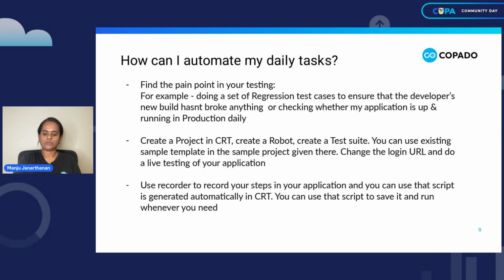So there is a recorder option where you click that, go to your application and do a set of actions. Automatically CRT will give you the script. You need not even put in effort to search for keywords. It will automatically generate it, so it will be like you are doing an action, you're showing it to CRT, and that is generating a script for you, right?